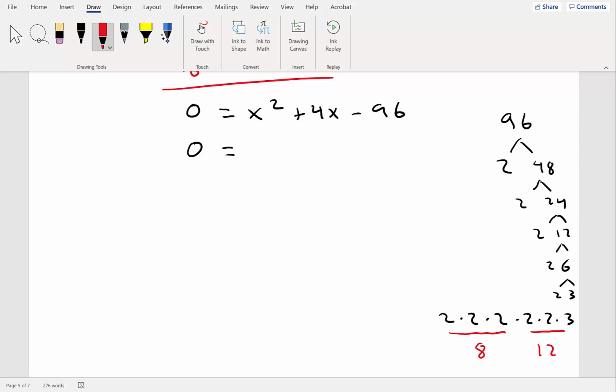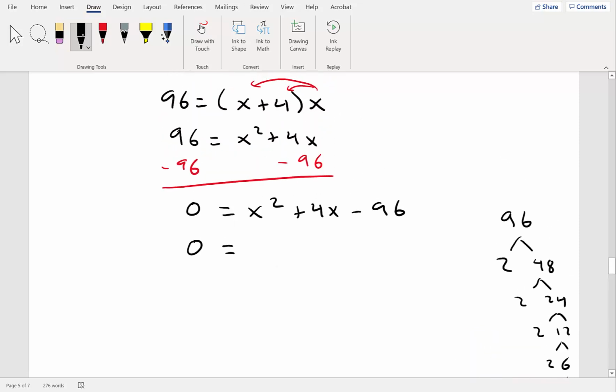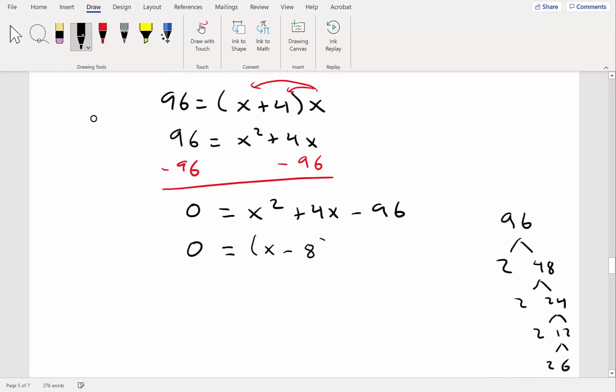Okay. Now remember, one of these has to be negative, and then it has to add up to positive 4. Okay. So a combination I could use, let's say negative 8 and positive 12. Negative 8 times 12 gives me negative 96. And negative 8 plus 12 gives me that positive 4. So that allowed me to figure out what my two factors were. So I have x minus 8 and x plus 12.